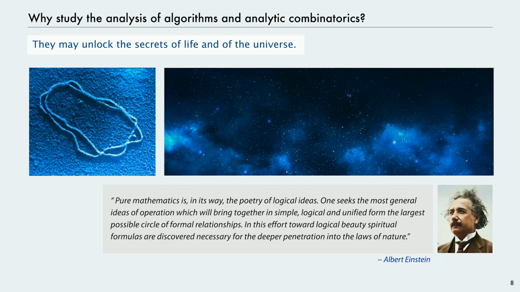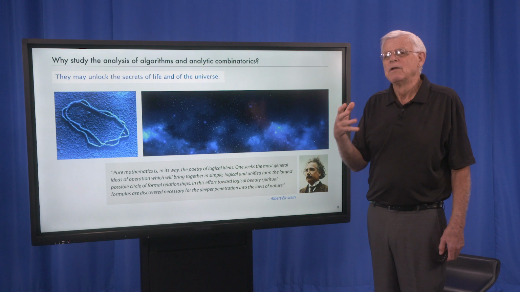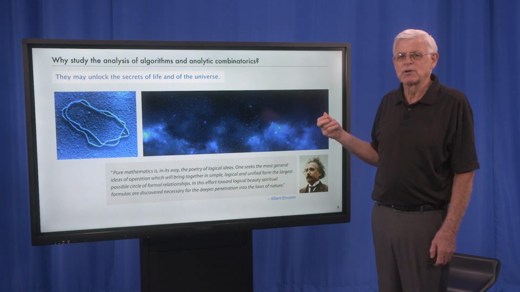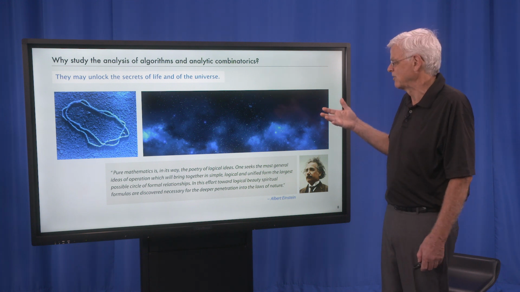Here's a similar quote from Einstein. Pure mathematics is, in its way, the poetry of logical ideas. One seeks the most general ideas of operation, which will bring together in simple, logical, and unified form the largest possible circle of formal relationships. In this effort towards logical beauty, spiritual formulas are discovered, necessary for the deeper penetration into the laws of nature. And we'll see some examples throughout this course of how analysis of algorithms and analytic combinatorics help us understand some properties of natural phenomena.